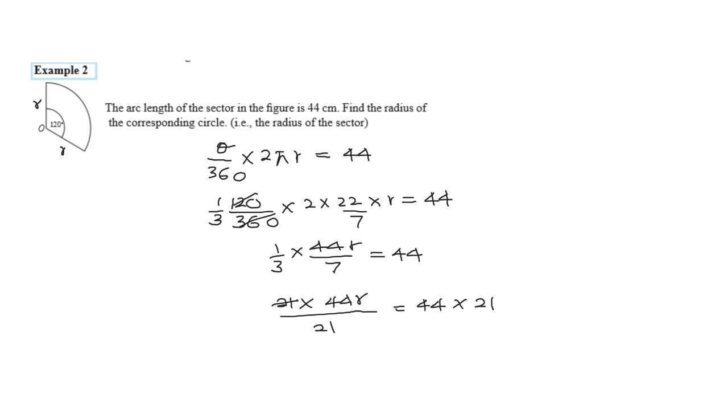So we cancel this 21 here, and to make r the subject, we have to divide both sides by 44. Then r equals 44 into 21 divided by 44. Then 44, 44, we cancel. Then your answer will be 21 cm. The radius here is 21.